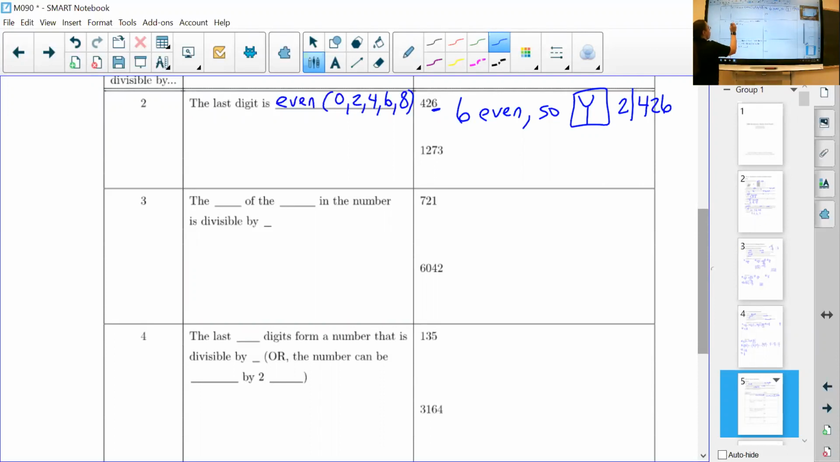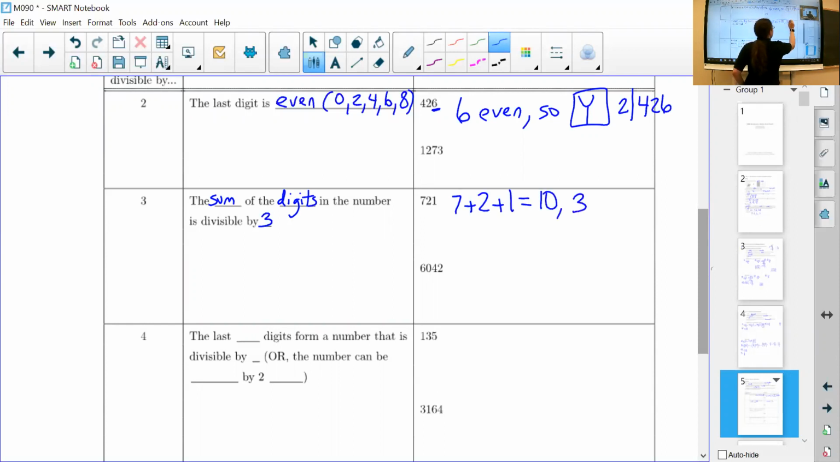For 3, we want the sum of the digits in the number, all the little pieces, to be divisible by 3. So 721, let's check. 7 plus 2 plus 1 is 10. 3 does not divide into 10. There's that vertical line with a slash through it. So 3 does not divide into 721. I'm leaving 1273 and 6042 for you to think about. Feel free to pause the video and do those as we go, or to save them for later.